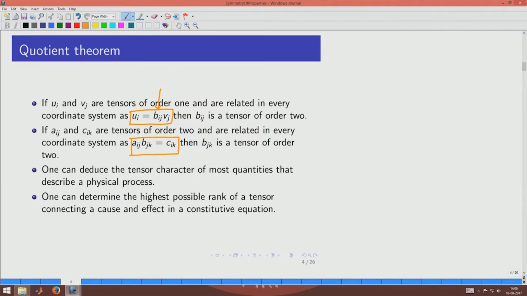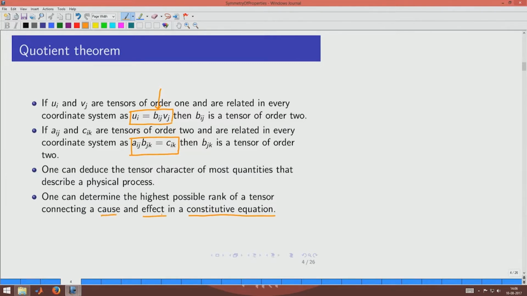We use this quotient law to discover how many elements of a tensor are needed to determine that quantity completely. We can also use this law to check whether we can have a higher order tensor that is relating two quantities on either side of the equal to sign. A relationship like that has a specific name, and that is where we use the term constitutive equation or constitutive relationship. What we mean by that is a relationship between a cause and effect.